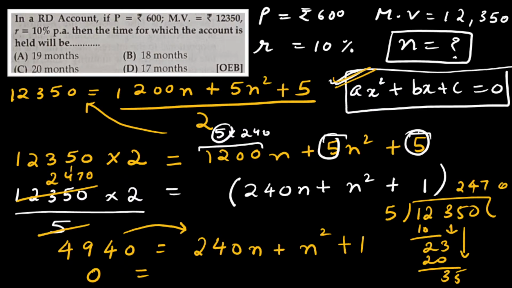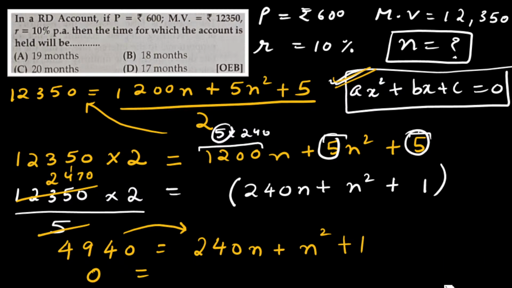Yes, it's 2470 only. When we are dividing this with 5, you can see I've shown you the division also. Okay, so thanks for the confirmation, everyone. So Jayashree, you can just check where you have done the mistake.